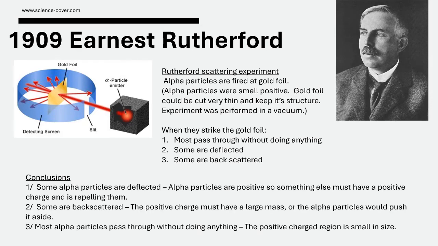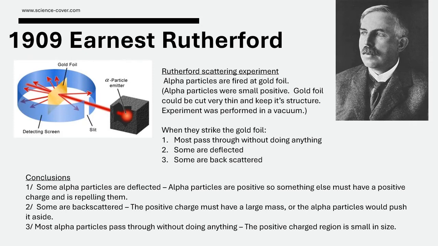So Rutherford's conclusions from this experiment were that some of the alpha particles were being deflected, and since he knew alpha particles had a positive charge, there must be something positive repelling them and pushing them away. Since some of the particles were backscattered, the positive charge must have a large mass, or the alpha particles would just simply push them aside.